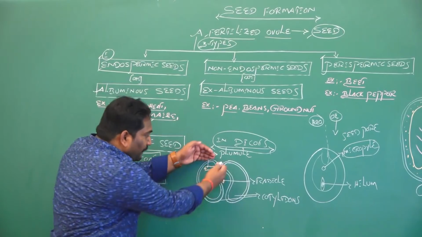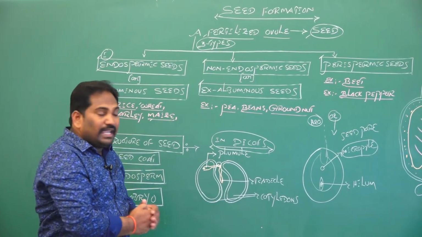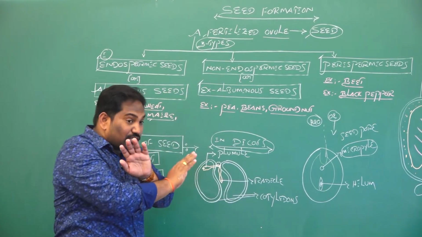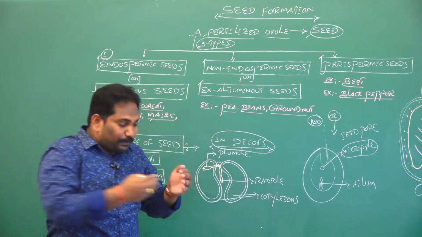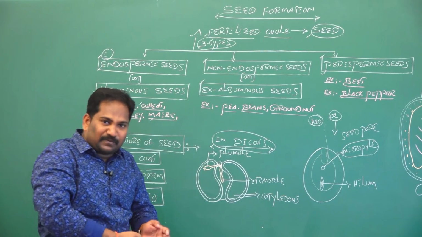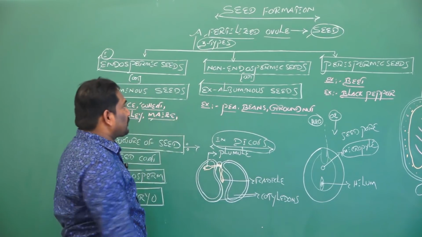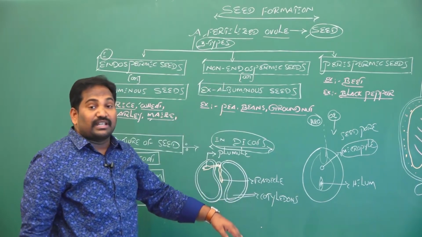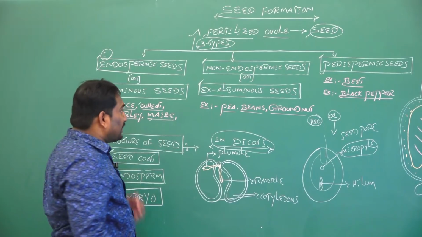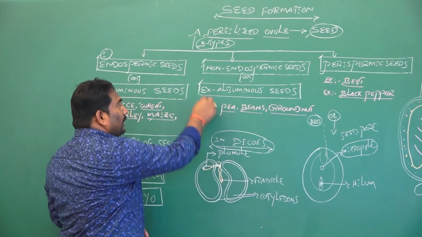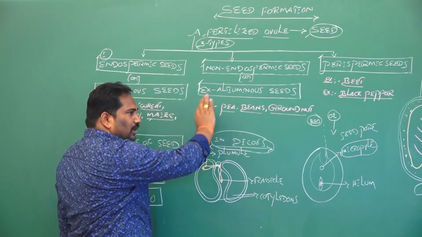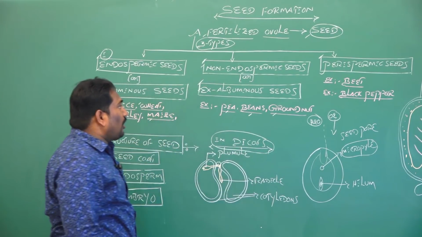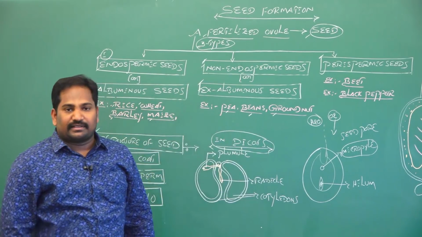If, before maturation of the embryo, the endosperm is completely consumed for the growth and development of the embryo, but the embryo is still not mature, such seeds are called non-endospermic seeds. The reason is that at the mature condition of the seed, there is no endosperm. Such seeds are called non-endospermic or exalbuminous seeds. Examples: all Fabaceae family member seeds like pea seeds, bean seeds and groundnut seeds.